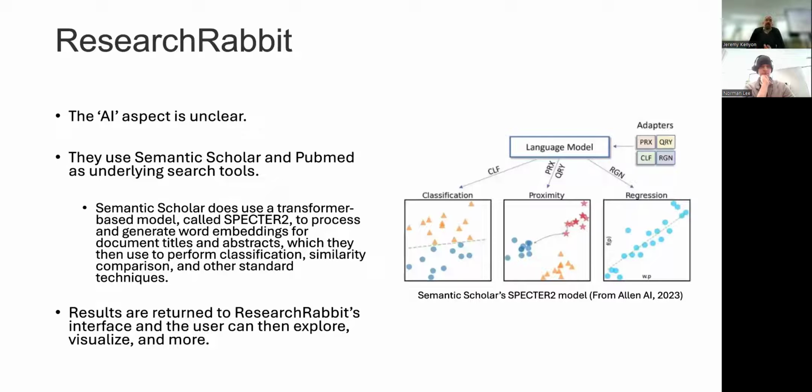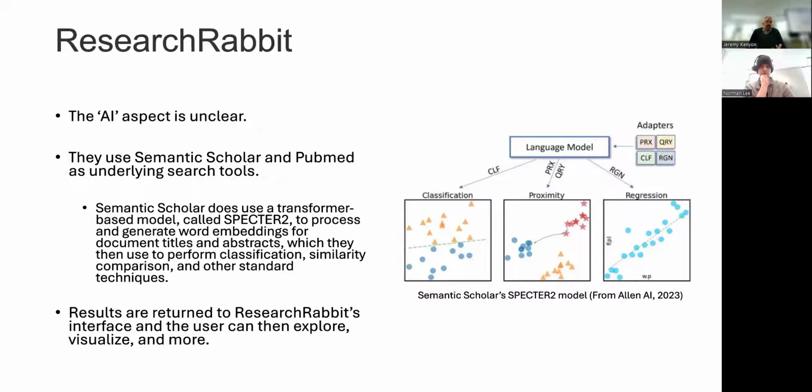So I'm going to just jump into each of these three. I'm going to start with ResearchRabbit. And so ResearchRabbit is a website that bills itself as a discovery tool, a way to find literature based on the relationships between different papers and documents. To be blunt, the AI aspect of ResearchRabbit is a little unclear. In each of these cases, exactly how they're using AI is not always really spelled out very effectively. You had to do some digging to find some of this.